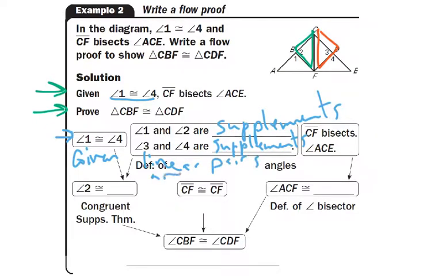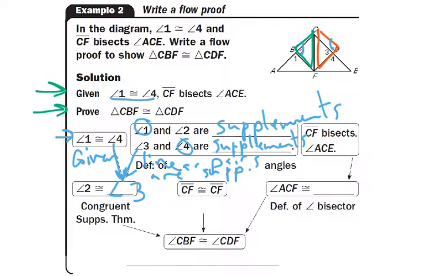So linear pairs are supplementary. Now, if we look at both of those two things together, 1 and 4 are congruent, 2 and 3 are supplementary to them. The congruent supplements theorem tells us that angle 2 is congruent to angle 3 because they are both supplementary to congruent angles. Okay, so let's mark that on our picture. Angle 2 is congruent to angle 3. That's our first line of reasoning there.